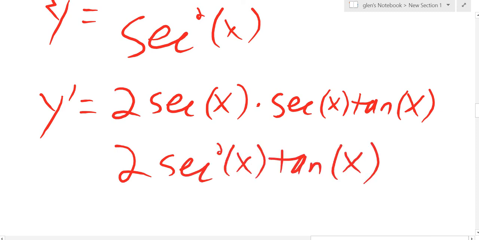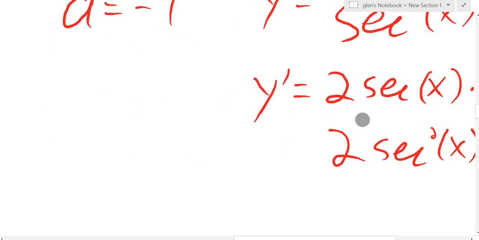Wait, so technically the squared is the f of x? Yes, squared is the outside function. Even though it's right next to this, secant is inside of squared. Secant's being squared. That's why we're deriving squared first. It's the outside function. Okay, let's go back over here.